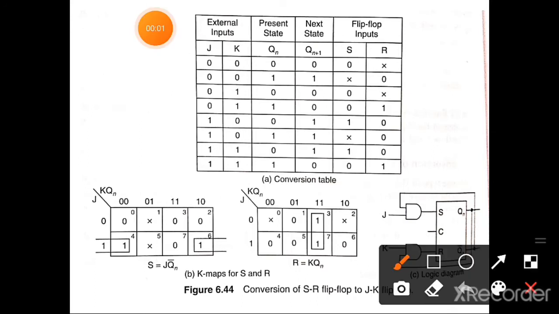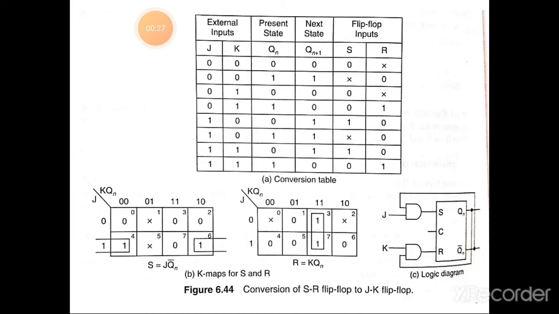So first inputs we are considering J and K are 0 0. When J K is 0 0, for Qn 0 and Qn 1, we know 0 0 means no change. Then whatever the previous Qn, that will be the next state. If 0 is the previous state, the next state will be 0, and if 1, then 1.